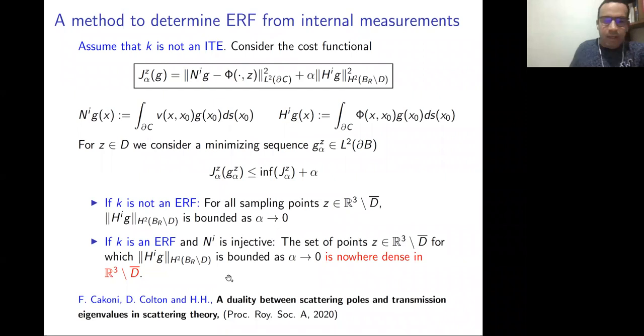Okay, so I end up with this, what I wanted to present about this duality. And once again, the main technical part is in this paper.